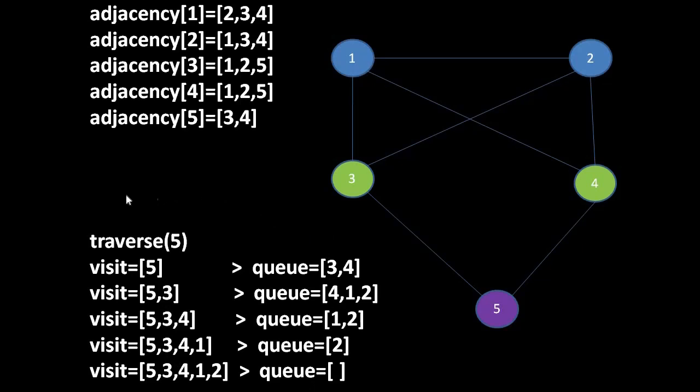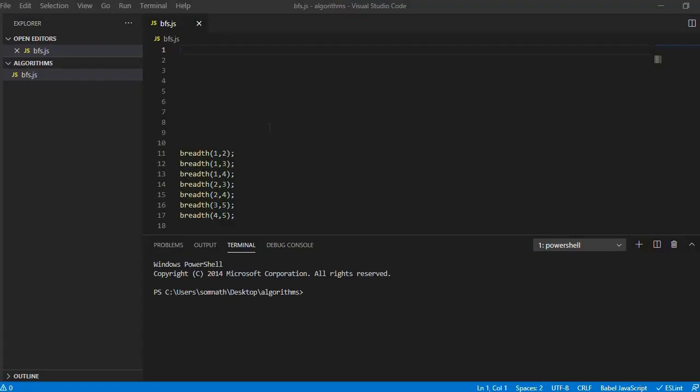Now we will do the coding. For coding, we are going to use JavaScript. To save time, I have already created a graph. This is the same example that we have taken. So let's start. First, we have to create an adjacency list.